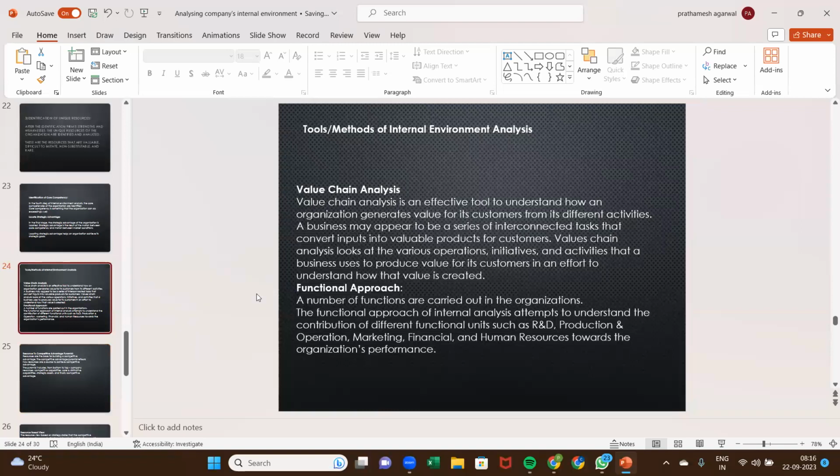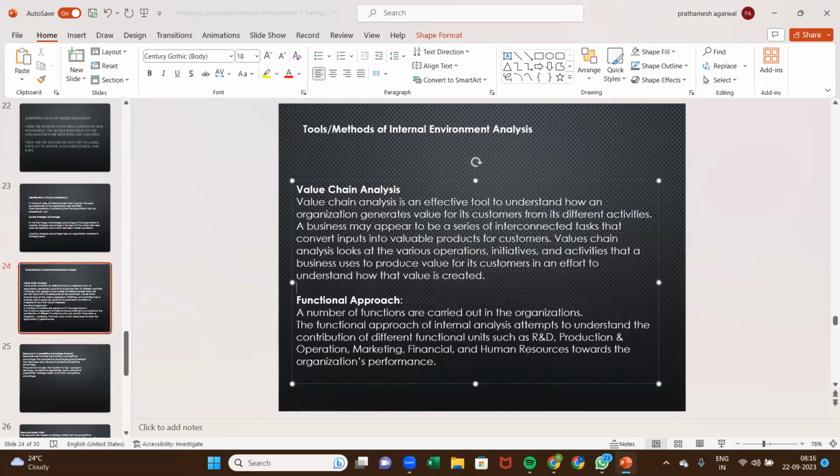Then we have something called value chain analysis. If you see in your book, we have techniques used for corporate analysis, that is, the methods of environmental analysis. Now we have the value chain analysis. Value chain analysis is an effective tool to understand how an organization generates value for its customers.